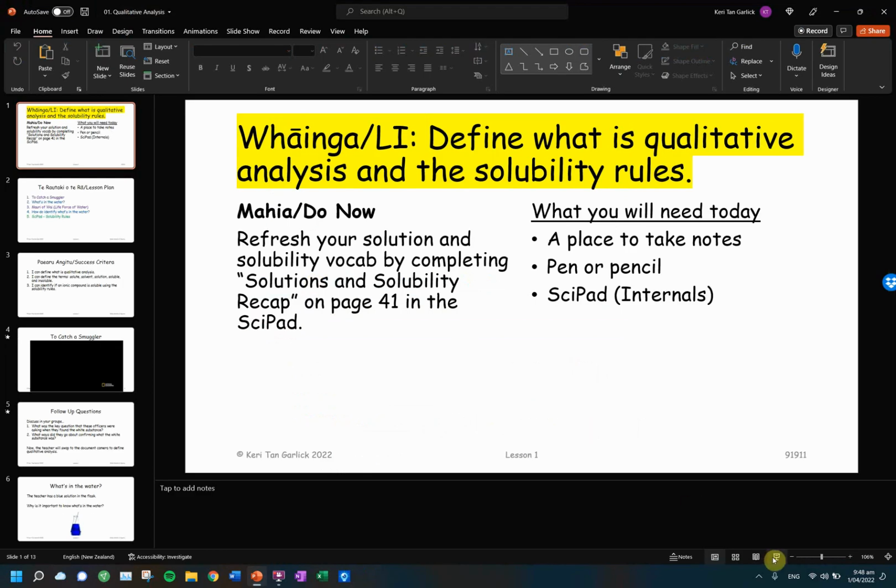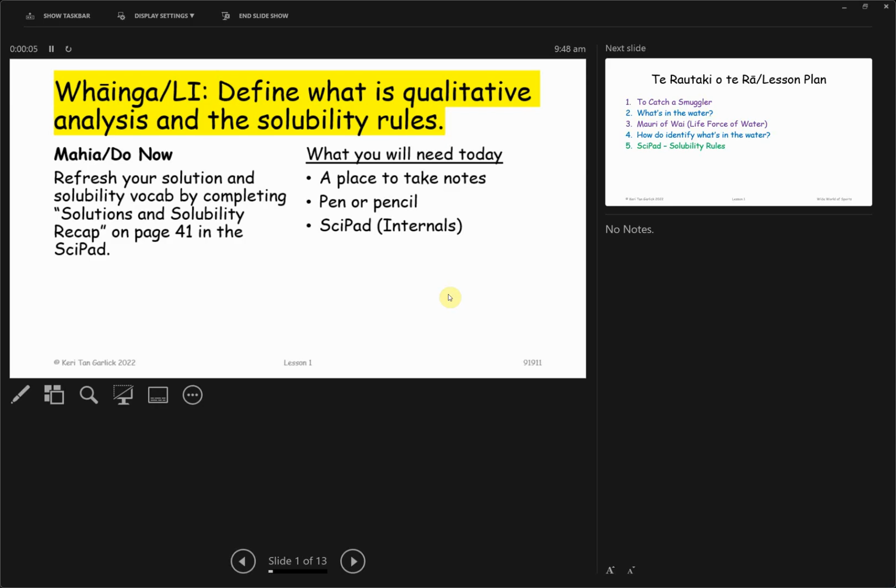All right, I'll leave this up. Internal SciPad, and I want you to do page 41, which is on the solutions and solubility. Really good way to recap some of the vocabulary that we're going to be using for this topic. Since it is a bit of a longer mahi, I'll give you a sticker for it, so call me over when it's done. And that's basically it. Make sure you write down today's date and the learning intention as well, and we'll get started in a couple minutes. Sound good?